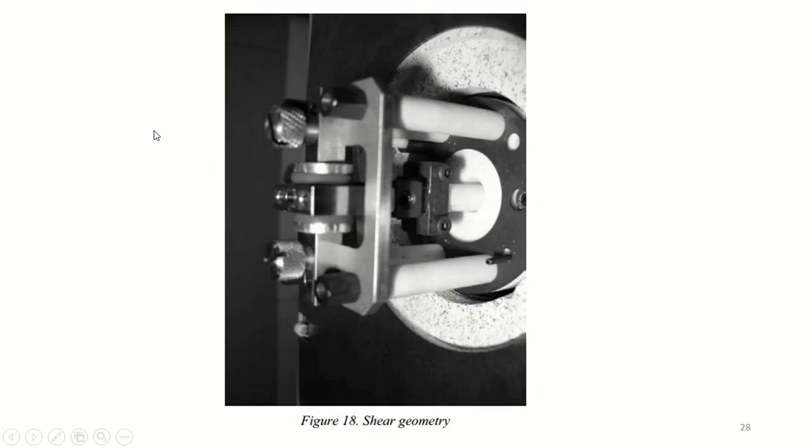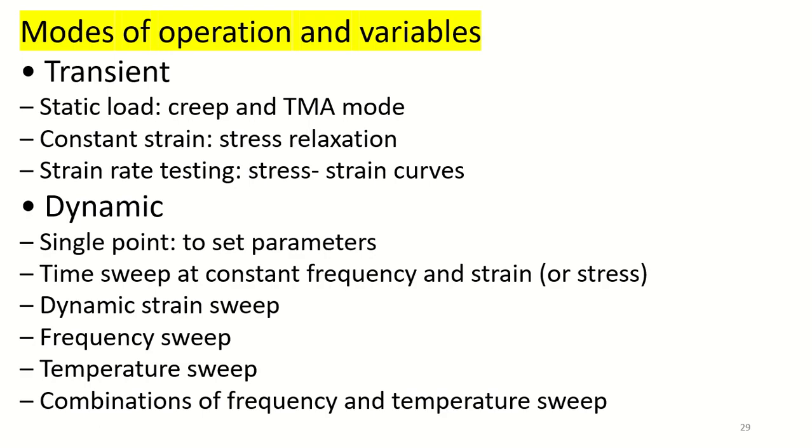Now, the modes of operation and variables. Although in dynamic mechanical analysis, instruments are built with internal stress control, in practice they can work under both stress and strain control. In either case, the instrument can be operated in dynamic and stationary transient modes. The tests are usually classified according to the type of control and mode of operation. These can be summarized as transient, dynamic, and the rest of the other DMA tests.